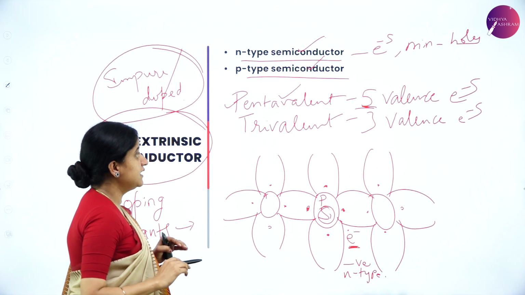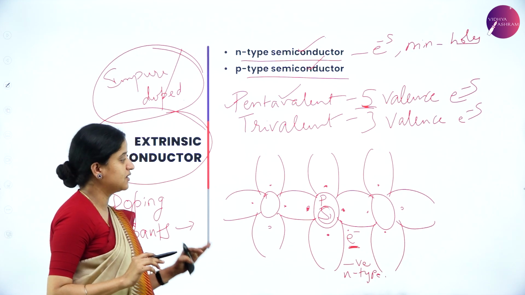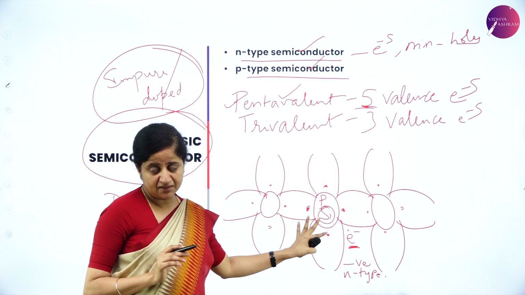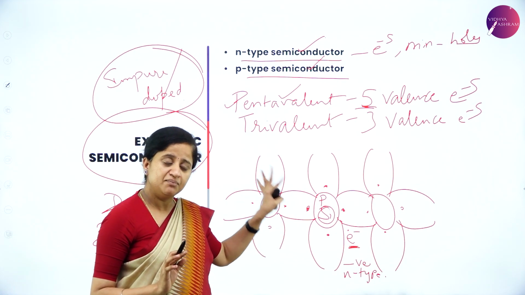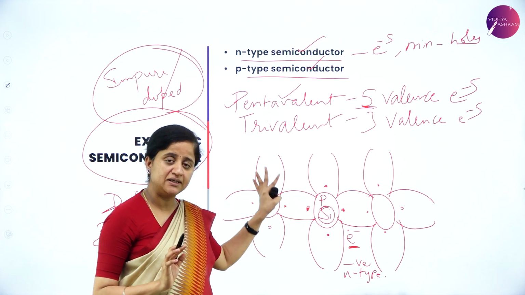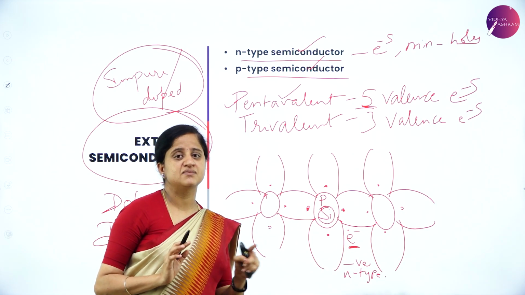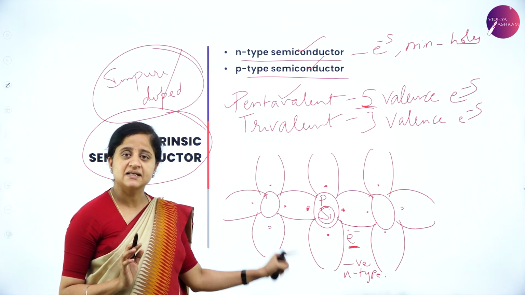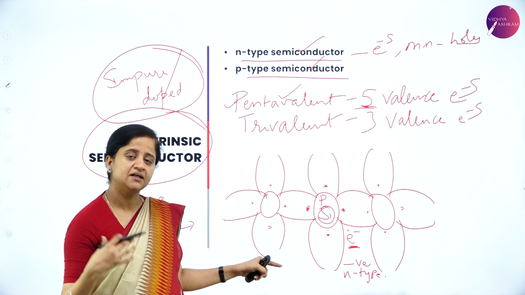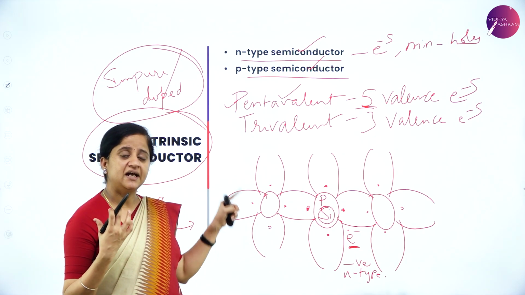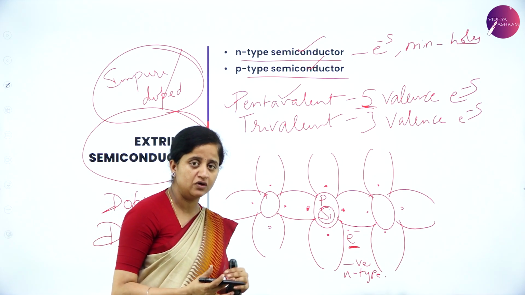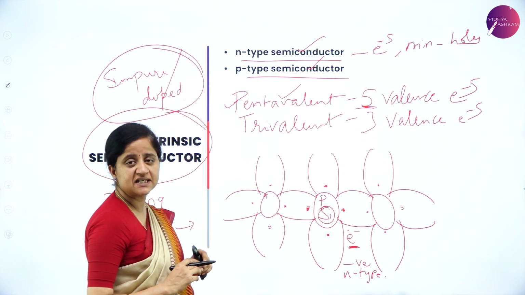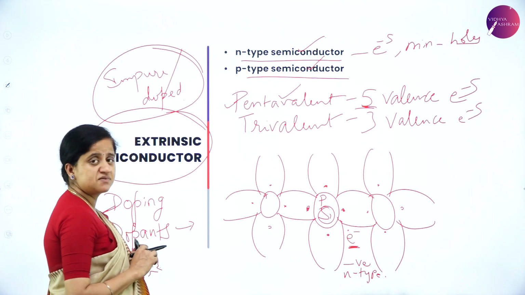So why are the majority charge carriers electrons? Because it is doped with a pentavalent impurity, which means an impurity with 5 valence electrons. When an impurity like phosphorus is added to a tetravalent material, one extra electron remains, and this extra electron helps in the conduction process. Hence the number of electrons is more than the number of holes, and they are the majority charge carriers in an N-type semiconductor.